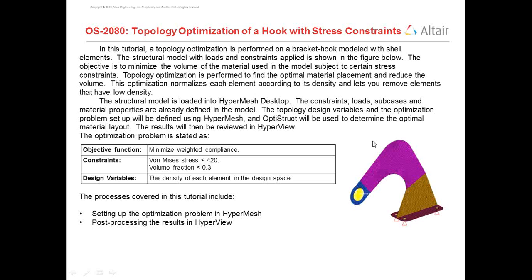The optimization problem is stated as: my objective is to minimize the weighted compliances, and my constraints are that the von Mises stress should not be greater than 420, it should be less than that, and my volume fraction should be less than 0.3, that is 30% of actual volume. My design variables are the density of each element in the design space. The process covered in this tutorial is setting up the optimization problem in HyperWorks Student Edition or in Hypermesh, and post-processing the results in Hyperview.